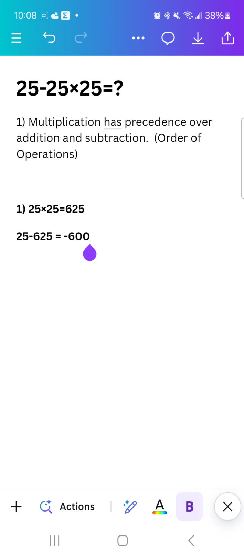You need to remember the order of operations, and multiplication has precedence over addition and subtraction. That's just the way mathematics has always worked, and a lot of times people forget that. So the very first step is 25 times 25, and I know that might not seem right to people who are used to reading a sentence left to right, but you need to follow the order of operations.